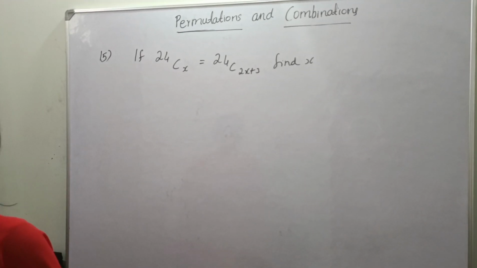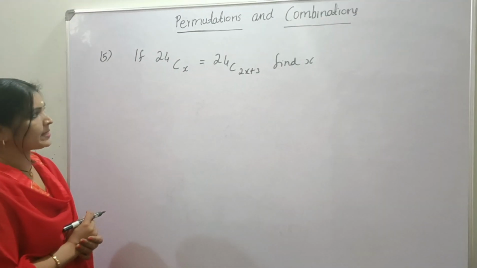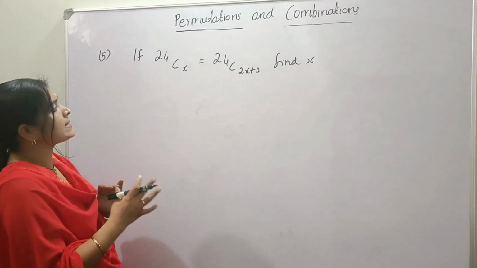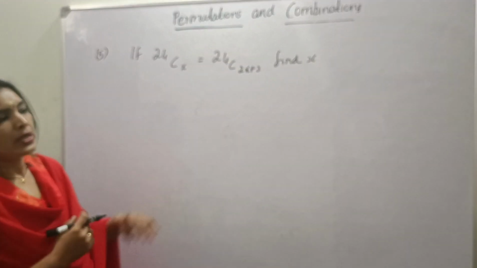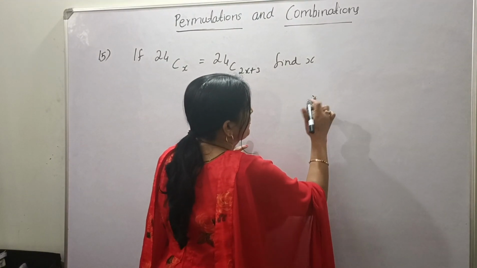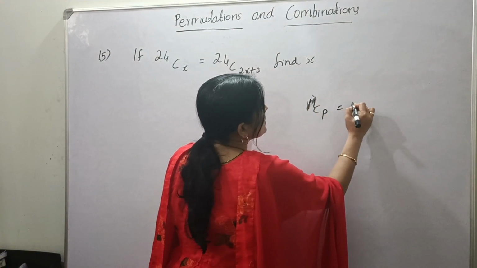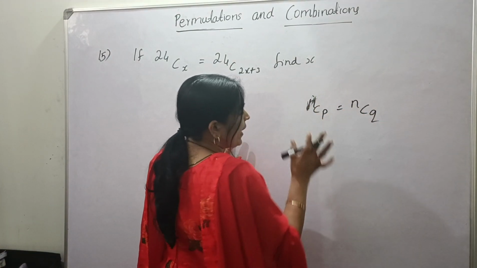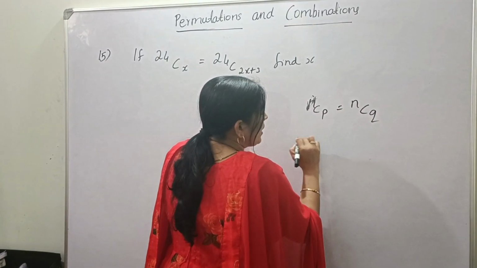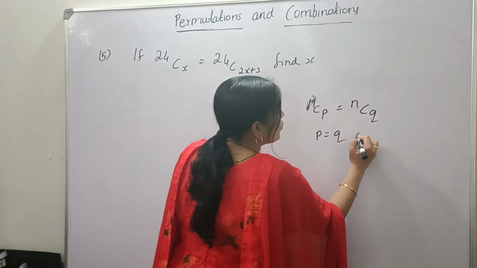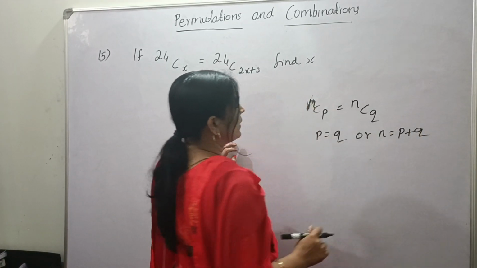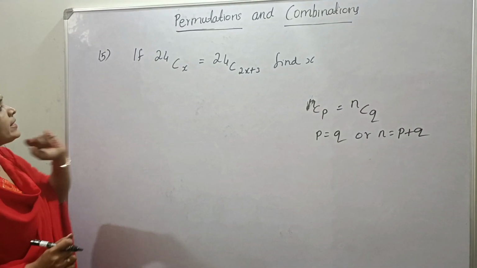If 24Cx is equal to 24C(2x+3), find x. Here it is given that 24Cx is equal to 24C(2x+3). So it is in the form of nCp is equal to nCq, right? And we know that if nCp is equal to nCq, then either p is equal to q or n is equal to p plus q, right? Therefore, let us apply this.